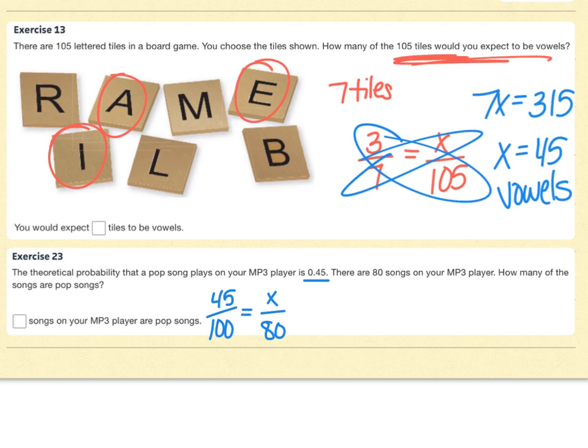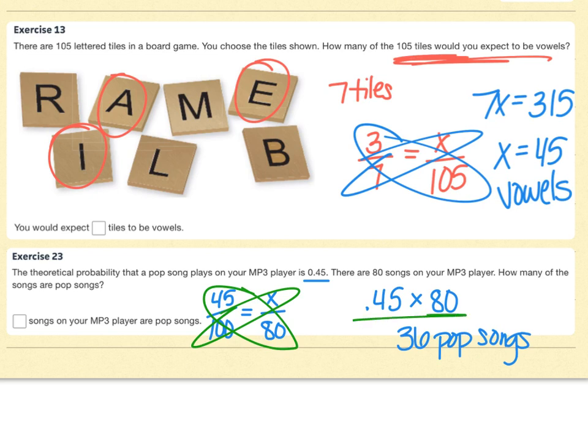But since they give us a decimal, we might as well just say that 45% or 0.45 times our songs gives us our answer, right? So if we have 0.45, which is 45% of our songs are pop songs, then 45% of 80 is, put that in your calculator, and you get 36. You have 36 pop songs. And in my opinion, that's just easier than trying to solve this proportion. You're still going to get 36 if you solve the proportion, but I think it's easier, since they gave you a decimal percent, to just multiply that by the number of songs you have.